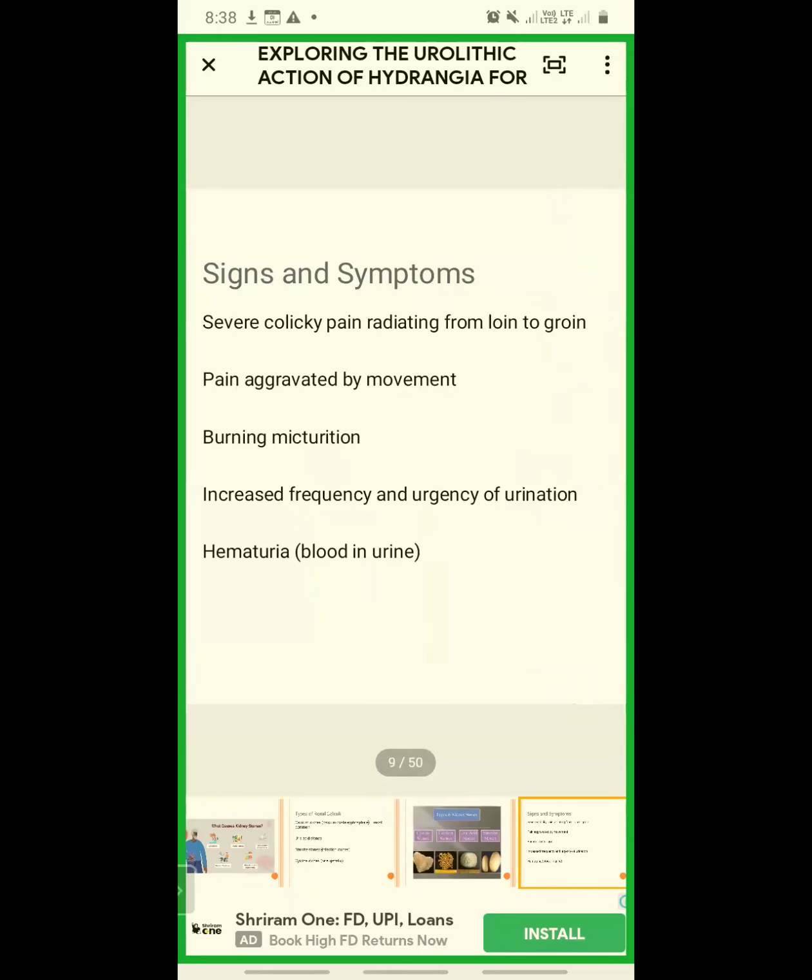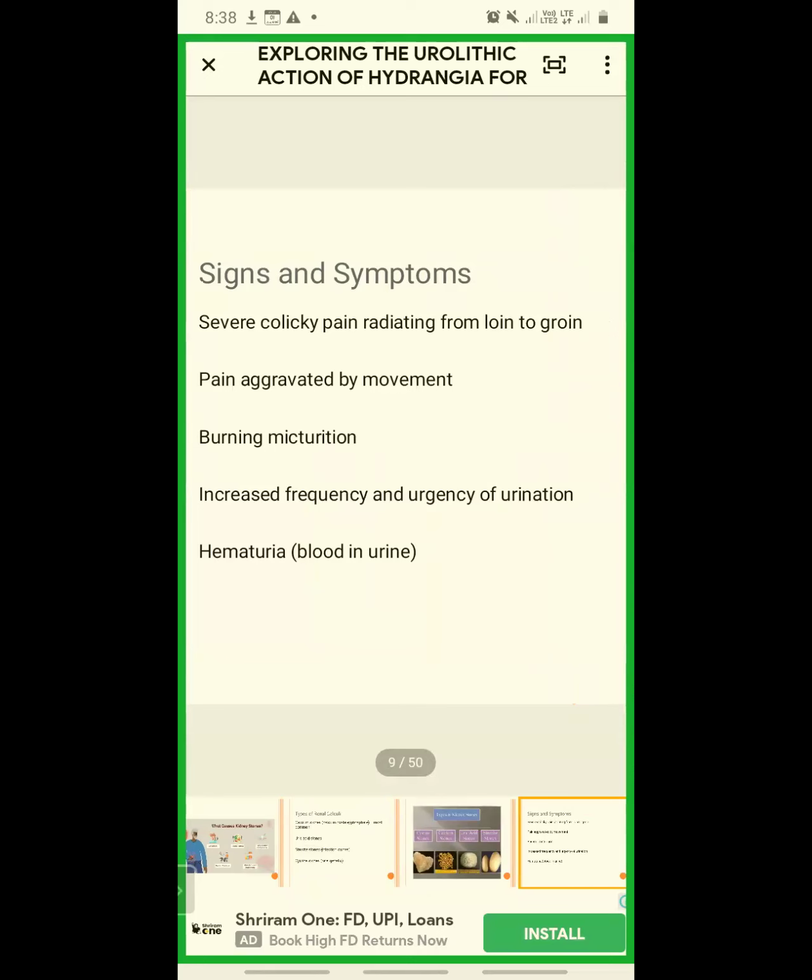So the signs and symptoms. The important signs and symptoms include severe colicky pain, which will radiate from the loin to the groin, and the pain will be aggravated by movement and during micturition. There is increased frequency of urination, and blood in urine will be seen. The colicky pain will be there.